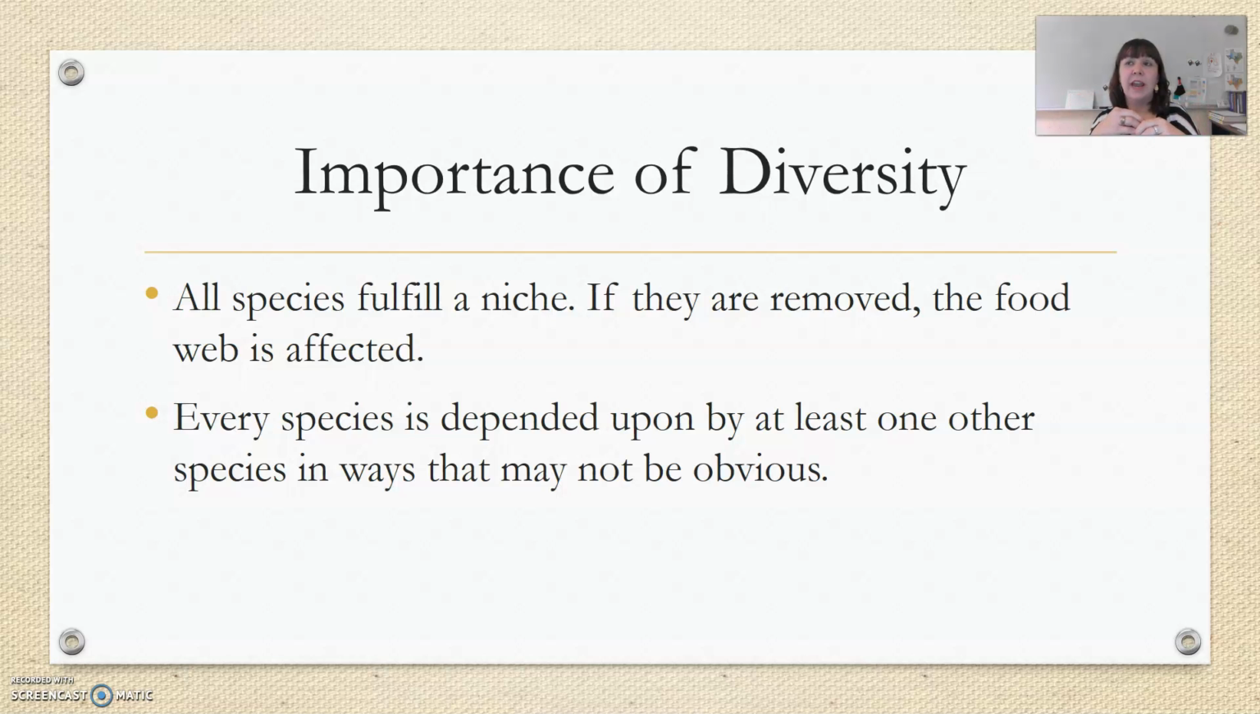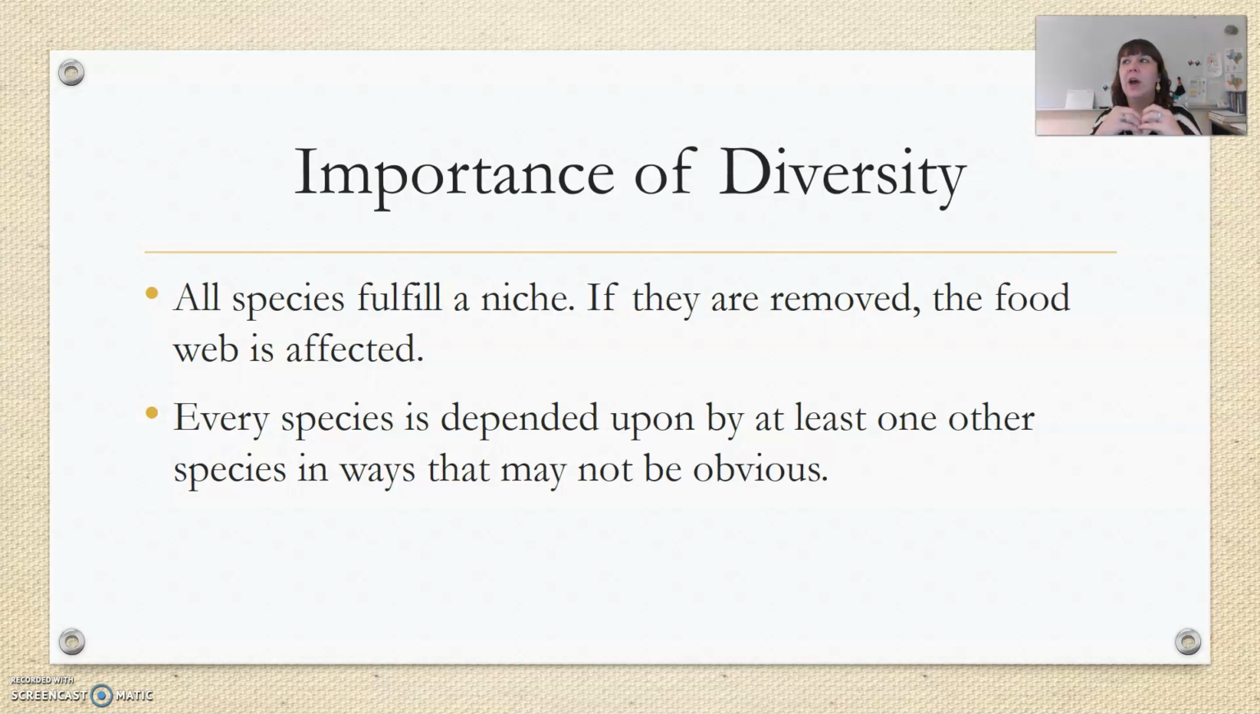For instance, a squirrel, like we were talking about, a squirrel eats acorns. If there are no squirrels, then you have an overabundance of acorns, which causes competition with your new baby trees. If the squirrel is removed, then the thing that eats the squirrels, like the coyotes, they can't find the food that they want. So every species is dependent upon something else, at least one other something else, in a way that may or may not be obvious.